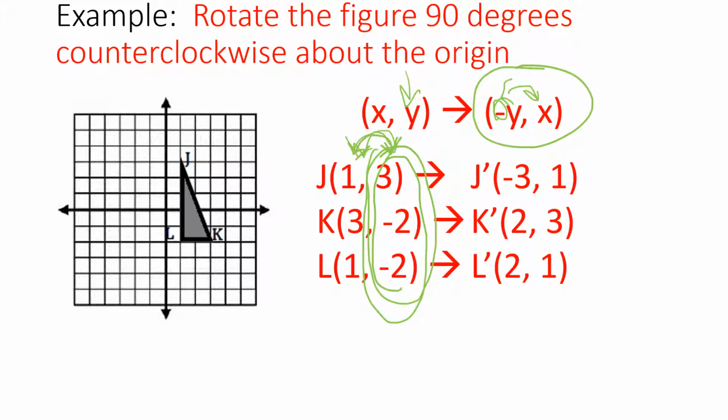So if we go -3 up 1, that's J prime, and if we go over 2 up 1, 2, 3, that's K prime, and over 2 up 1, that's L prime. This becomes my new triangle that we rotated about the origin 90 degrees counterclockwise.